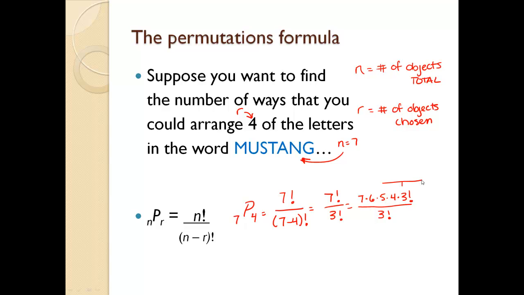You can do that because if you were to keep expanding this, it'd be 3 times 2 times 1, right? Well, 3 factorial is 3 times 2 times 1. And we stopped there because we have a 3 factorial on top and on the bottom, which means, wait for it, you can cancel them out. So all that's going to leave you with is 7 times 6 times 5 times 4, which equals 840, which would be your answer.